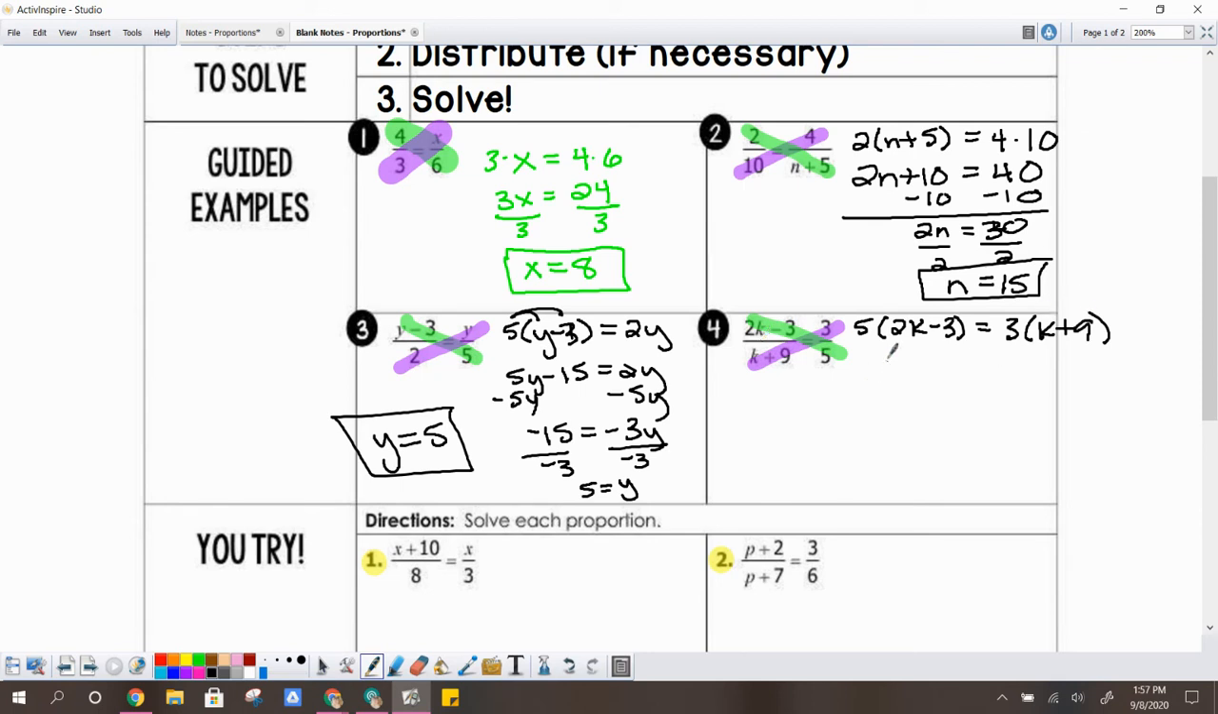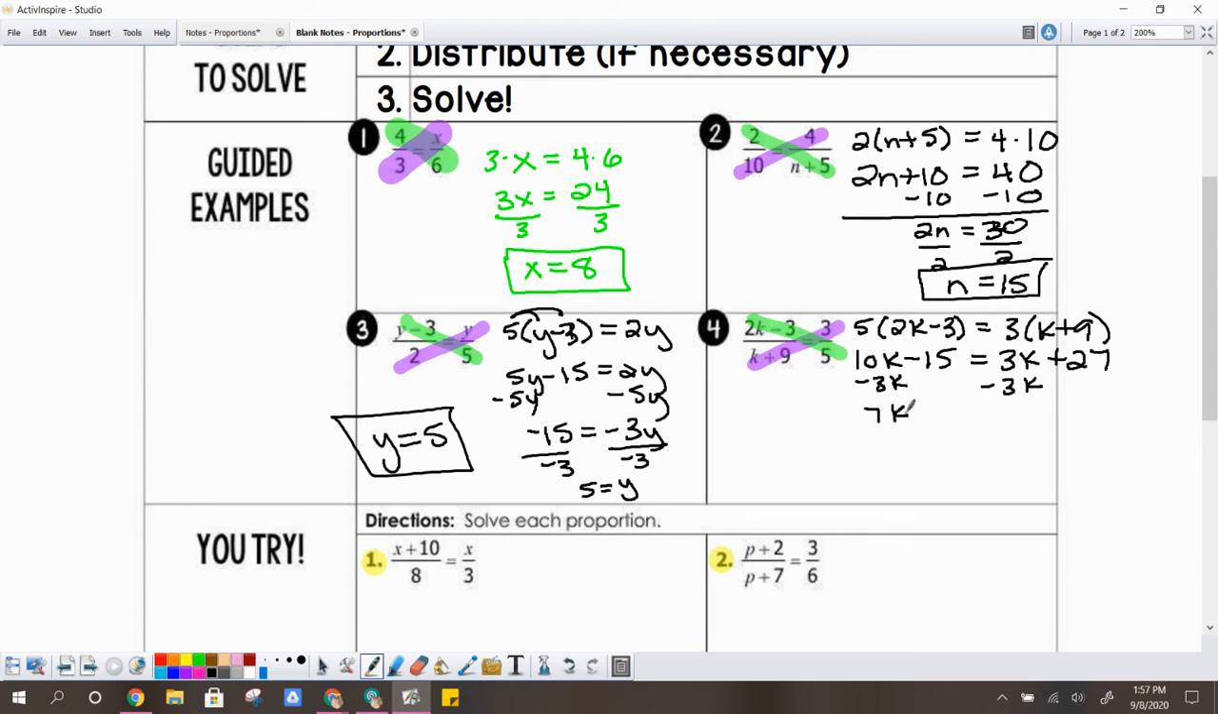Step 2 is distribute if necessary, which it is in both sides here. So 10k minus 15 equals 3k plus 27. All right, and now I'm on a multi-step equation with variables on both sides. So again, we're moving the variable. This time I am going to move the 3k because I have 2 parts here, so it doesn't matter which one I choose. I am going to move the 3k.